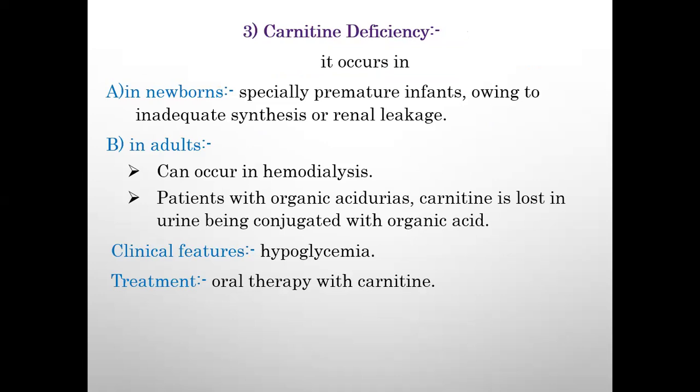Number 3 is carnitine deficiency, and it occurs in newborn babies, especially premature infants, owing to inadequate synthesis or renal leakage. In adults it can occur in hemodialysis and in patients with organic acidurias, and carnitine is also lost in urine by being conjugated with organic acids. Clinical features include hypoglycemia, and treatment includes oral therapy with carnitine.